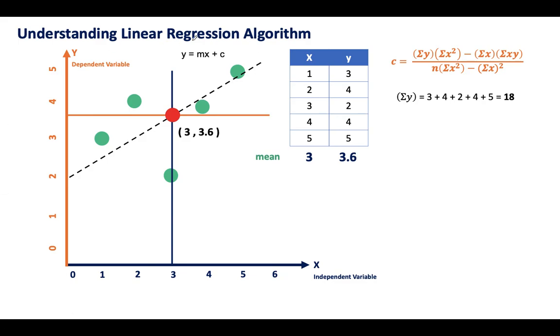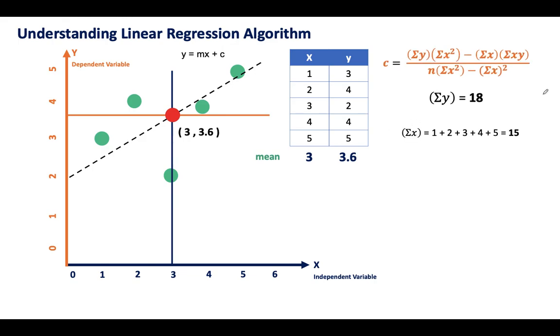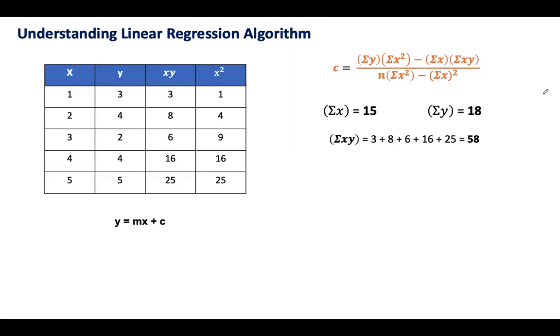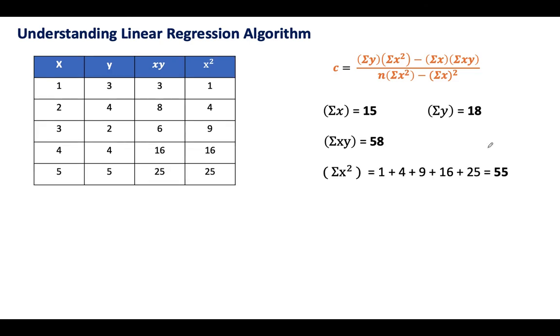Okay, fine. So for y equals mx plus c, for finding the c, you have a formula: summation of y multiplied by summation of x square, minus summation of x multiplied by summation of xy, divided by n, which is the number of rows you are having, multiplied by summation of x square minus summation of x whole square. So you find the summation of y, which adds up to 18. Similarly for x, it's 15. And then you find summation of xy, which is x multiplied by y, and find all those things, right? Similarly for x square.